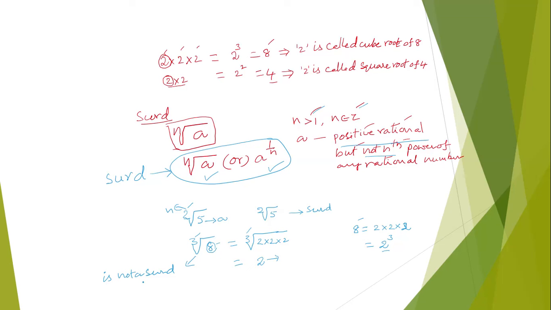You may take one more example here. 5th root of 17. Here 5 is a positive integer which is greater than 1. 17 is not a power of any rational number.